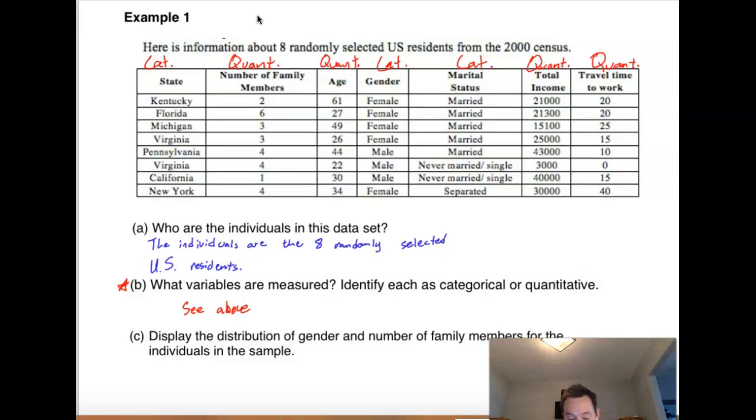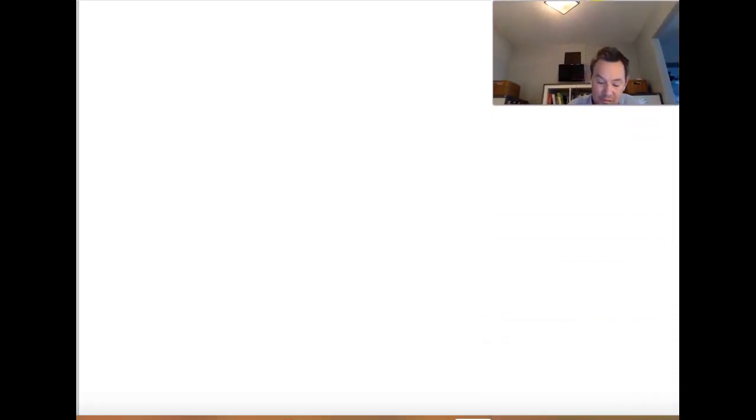So this one asks us to display the distribution of gender and number of family members for individuals in the sample. So we're gonna choose how to display that. We're going to look at gender and number of family members. All right, so let's do gender first. This is a categorical variable. So what we're going to find out is that if you're trying to display a categorical variable, what you want to use generally is a bar chart. And I'll show you how a bar chart works.